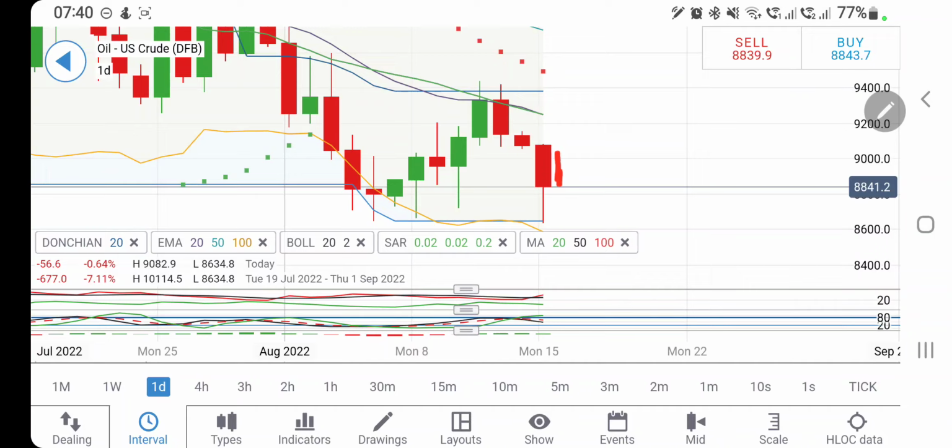Stay long till the time it trades above 88. And yes, a good short entry is only below 87.5. So take your trades accordingly.